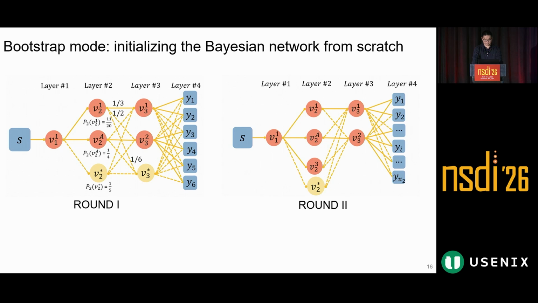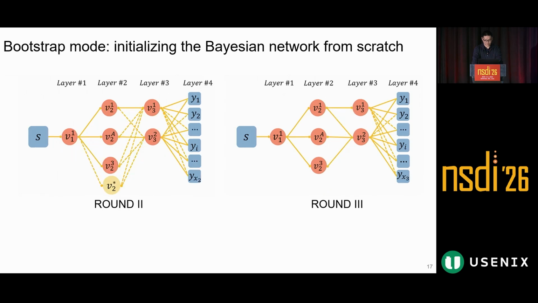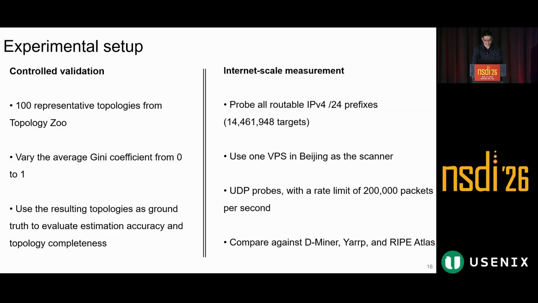It updates the current network and computes additional probes only for the uncertainty that still remains. So the topology becomes more accurate and the probing becomes more focused. Until BayWatch confirms all visible paths are seen, it does not stop.